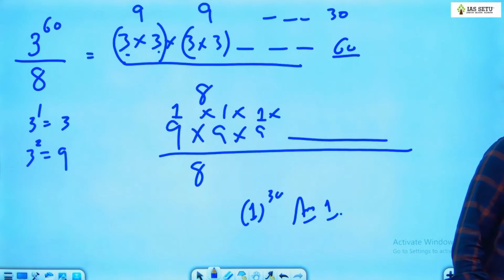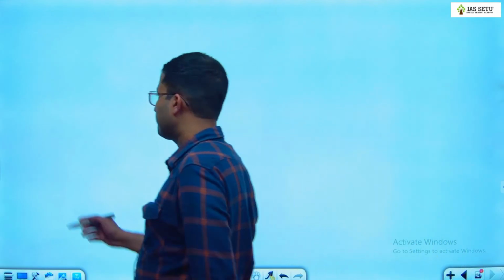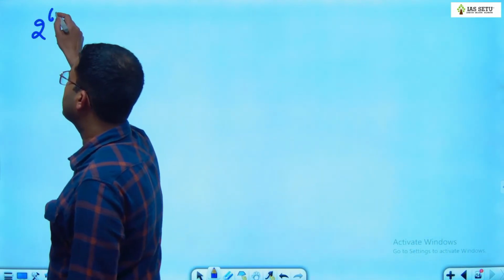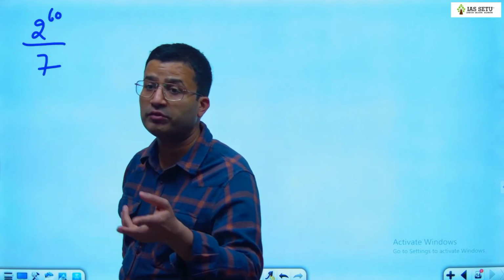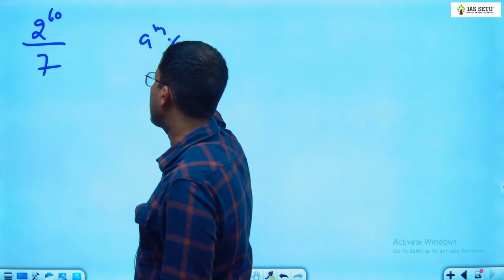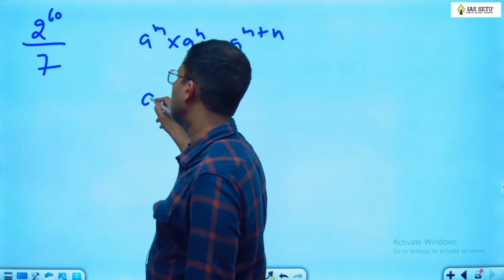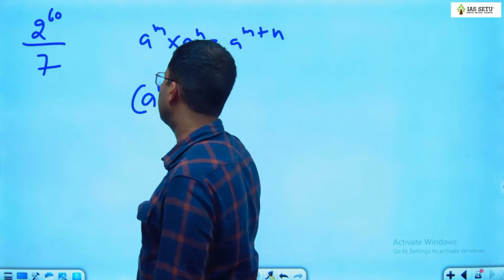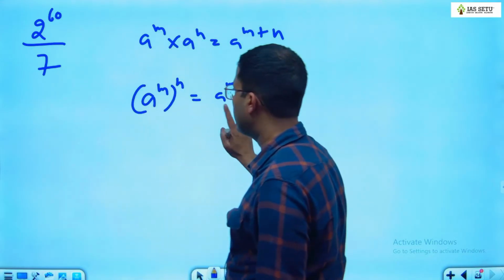Now what to do? Yes, I will repeat, don't worry. My question here is 2 to the power 60 divided by 7. And you have to be comfortable with the rules of indices which I discussed yesterday. a to the power m into a to the power n is a to the power m plus n. a to the power m, bracket n, is a to the power m into n. You should remember these rules.